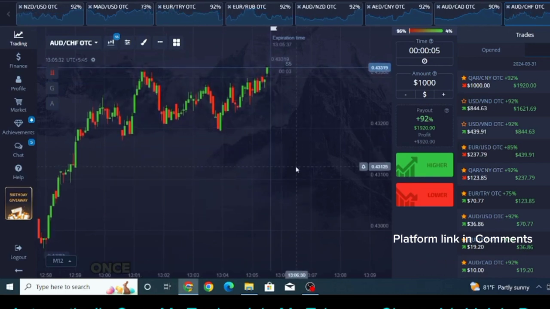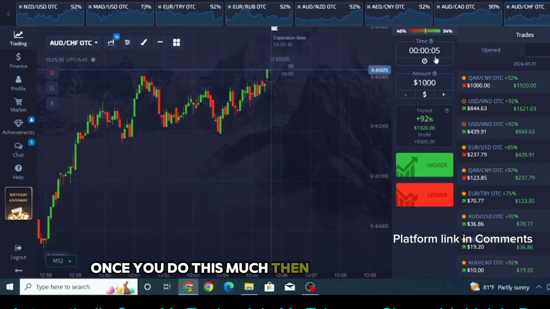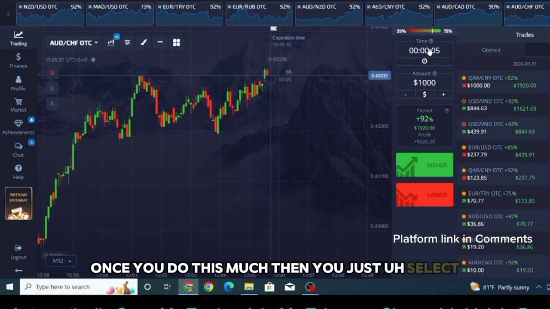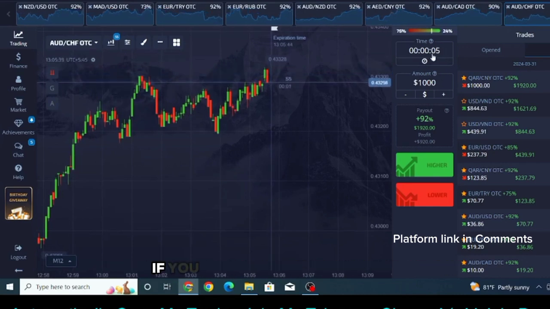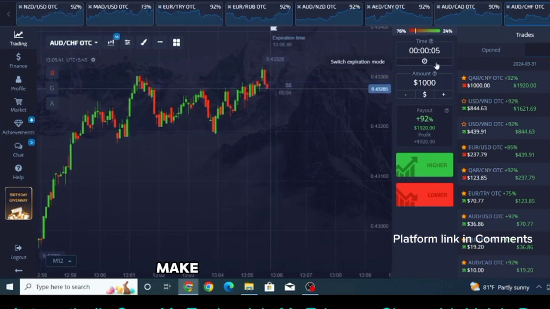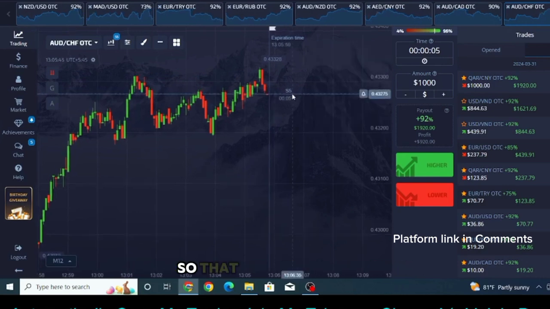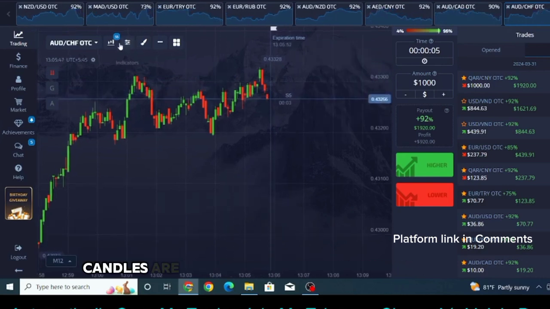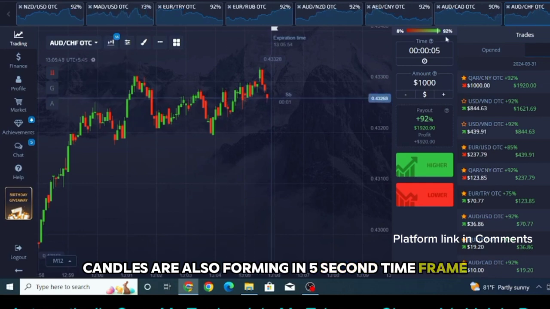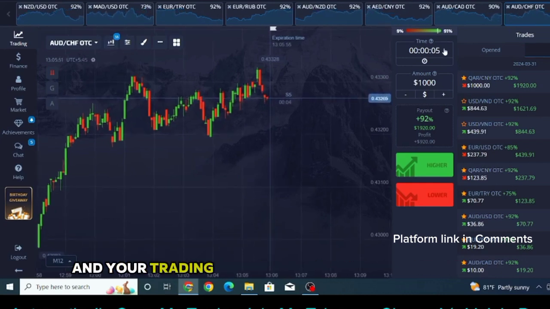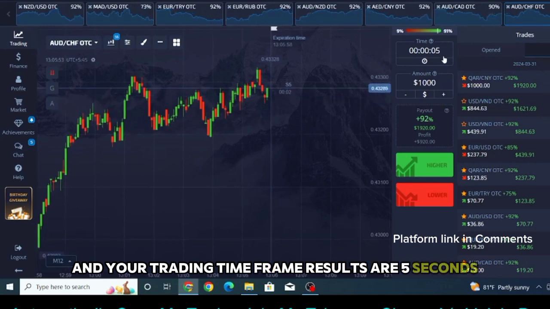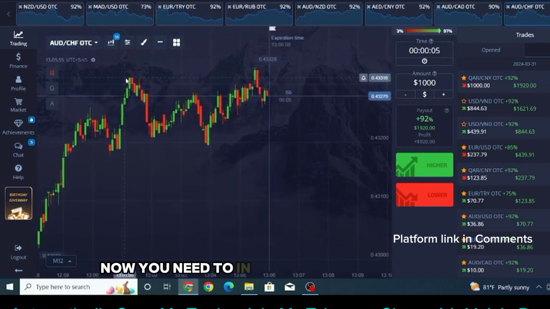Once you do this much, you need to select 5-second here. If you are seeing a flag here, make sure it is a clock and select the S5 time frame. So that means now your candles are also forming in a 5-second time frame and your trading time frame is also 5 seconds. Now you need to implement the indicator.